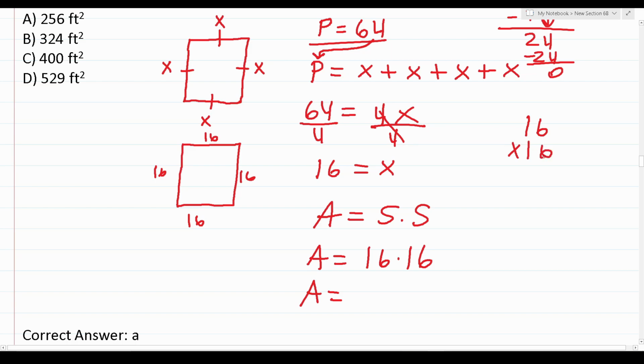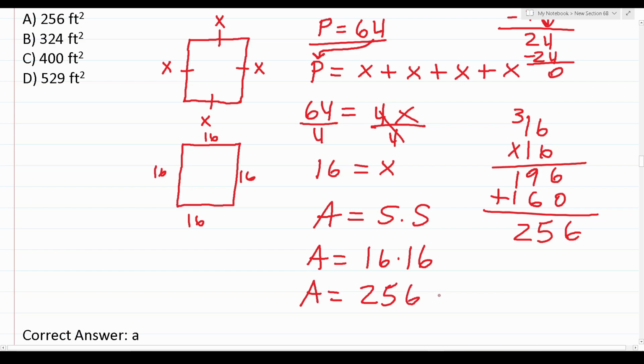16 times 16. 6 times 6 is 36, so we're going to drop down a 6 and carry a 3. 1 times 6 is 6 plus 3 is 9. Before we start multiplication with this 1, we have to bring in a 0 placeholder. 1 times 6 is 6. 1 times 1 is 1. 6 plus 0 is 6. 9 plus 6 is 15. Carry a 1. 1 plus 1 is 2. So the area of this square is 256 feet squared, which is answer choice A in this case.